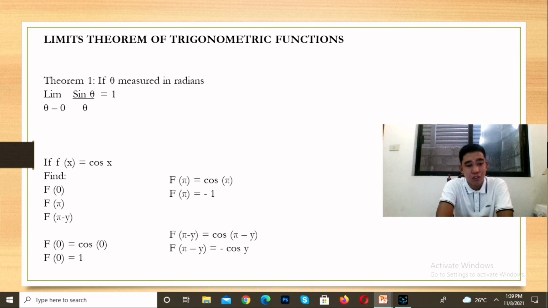So, f of 0 equals cos 0 equals 1. Then f of pi equals negative 1, and f of pi minus y equals cos of pi minus y, so f of pi minus y equals negative cos y.